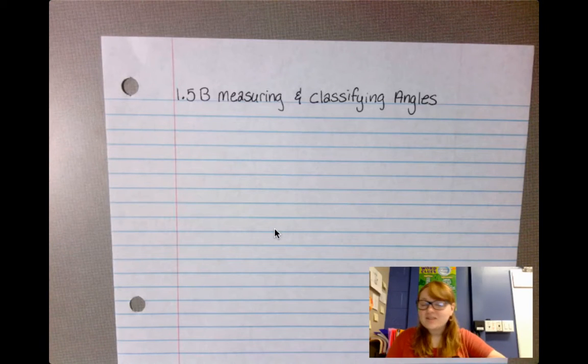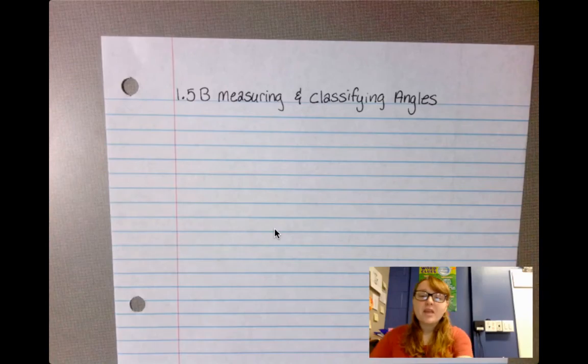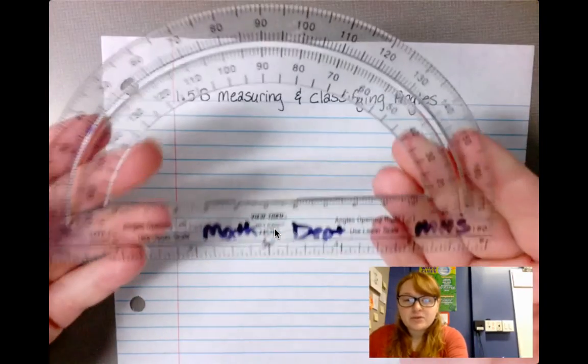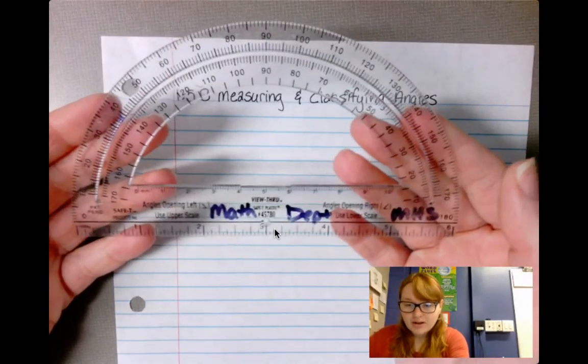Good morning, kiddos. Today we are going to be talking about day 2 of 1.5 or 1.5b. This is measuring and classifying angles. Today we are going to be using this tool. This is called a protractor.